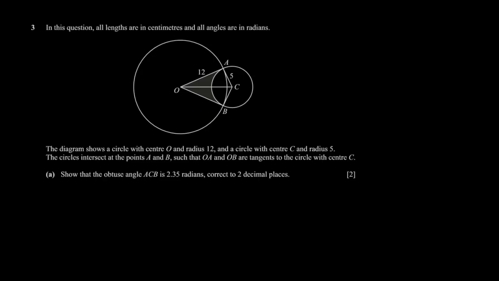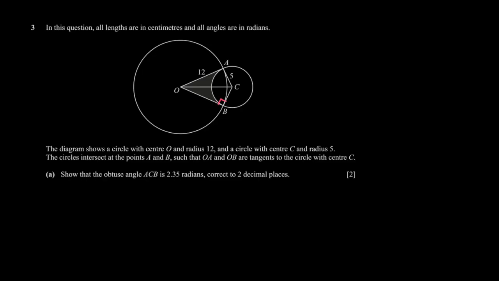Okay, then question 3. The diagram shows a circle with center O, radius 12, and a circle with center C and radius 5. The circles intersect at the points A and B, such that OA and OB are tangents to the circle with center C, right? So if OA is a tangent to the circle and OB is a tangent to the circle, then what that actually means is that this angle here is a right angle.